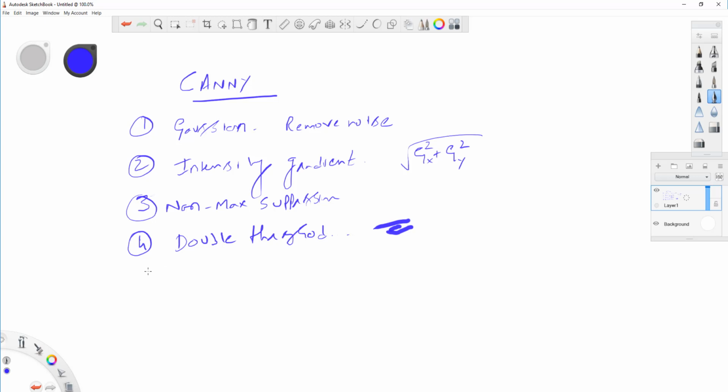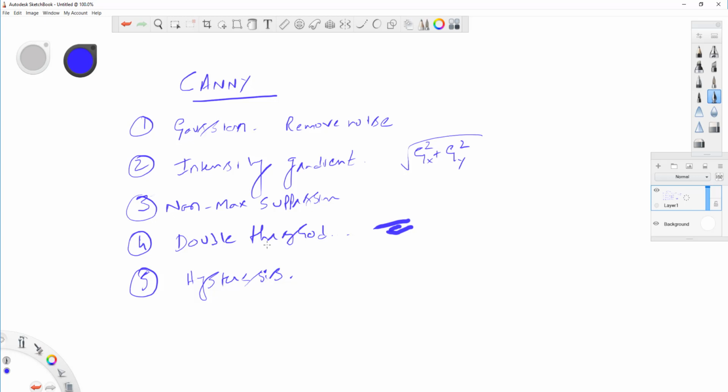And the fifth step, finally, is edge tracking by hysteresis. In a way, this finalizes the detection of edges by suppressing all the ones that are weak or not connected to strong edges. I'm just going to call this hysteresis. So this is how Canny actually works.